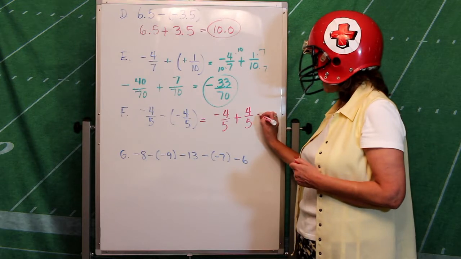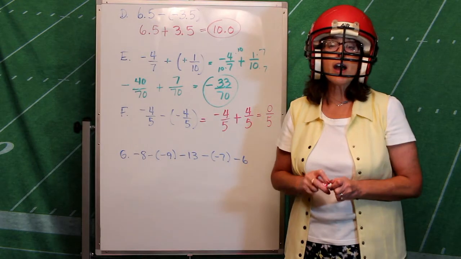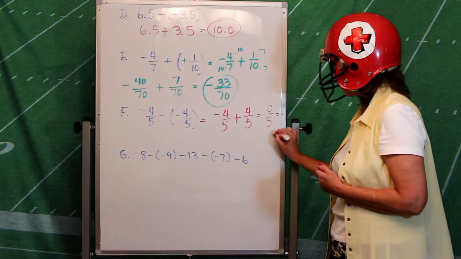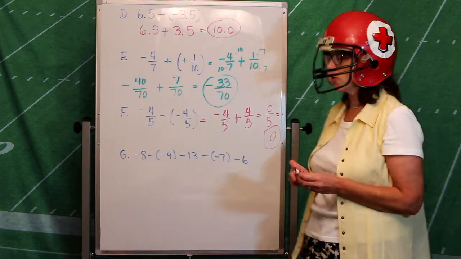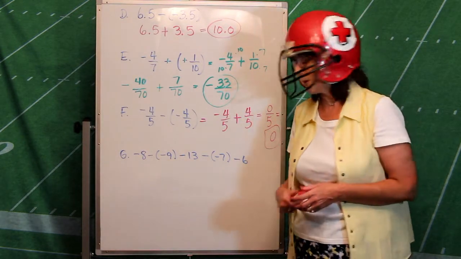So I can look at it as I'm going to come up with a 0 over 5, and whenever I have 0 in my numerator, my answer is 0. So I get just simply a 0 as my answer. Or I can look at it as these two cancel, giving me a 0.